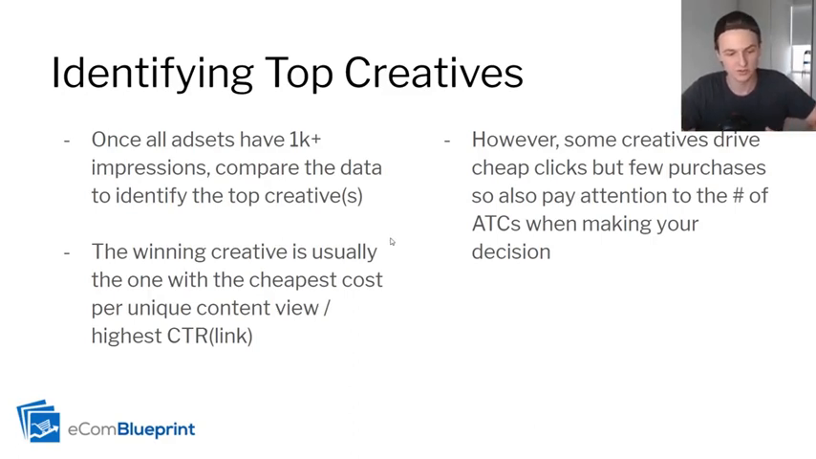That's just an example, but what I'm trying to say is that it's not only about the cheapest cost per unique content view. You also want to look at the number of add to carts. So there's no one metric that you can look at to identify the top creative. You need to look at all of the metrics and then make a decision based on that. But the most important is the cost per unique content view, followed by the number of add to carts.